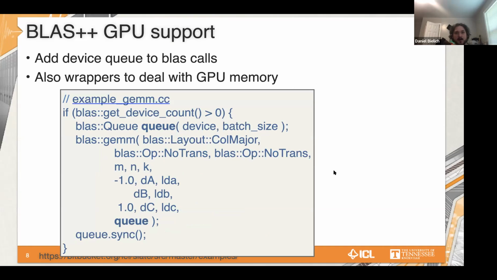So BLAS++ also now provides GPU support. The difference here is, if we have a device, then we have to create a queue. So we call BLAS queue, which gives the ID of some device as well as a batch size. And then when you call some routine like gemm, you just need to pass the traditional parameters, appending a queue at the end. And then after the call, you just need to sync so that we know it's happened.